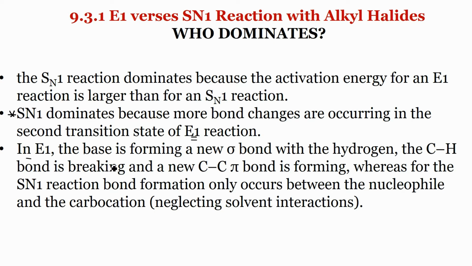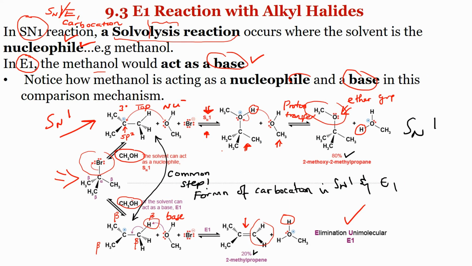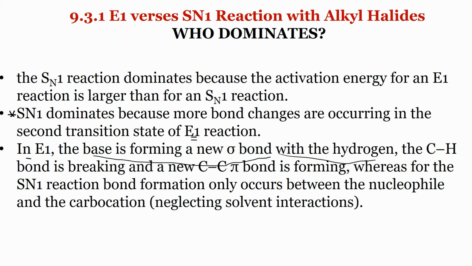So in E1, the base is forming a new sigma bond with the hydrogen. So let's see that. Here, that's the new sigma bond formed between the base, the methanol, and the hydrogen. In other words, it's this new sigma bond, single bond in E1. I've shown you where the base is forming a new sigma bond. This sign here is sigma. The CH bond is breaking and a new pi bond is forming.